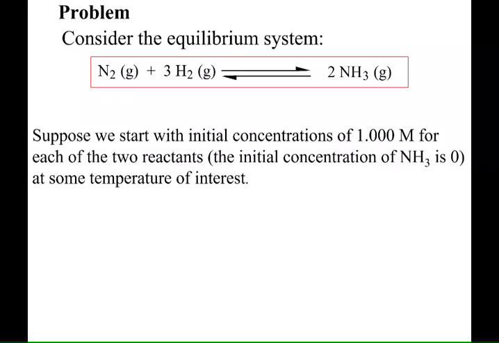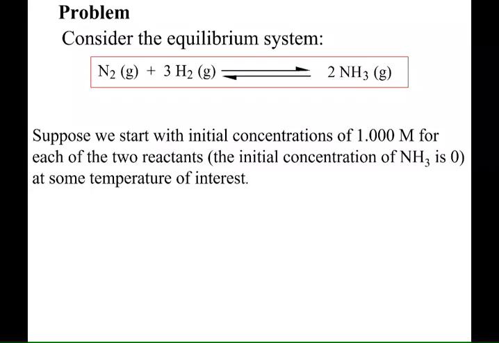I'll show you what that looks like. It's easier to show you than to describe it. We're going to look at the one we've been looking at before: nitrogen combines with hydrogen to form ammonia. It tells us we start with initial concentrations of 1.00 molar for each of the two reactants. On my ICE chart, I'm going to go across the top and make columns for the molar concentration of N2, the molar concentration of H2, and the molar concentration of NH3. Of course, that's the product, and these are two reactants.